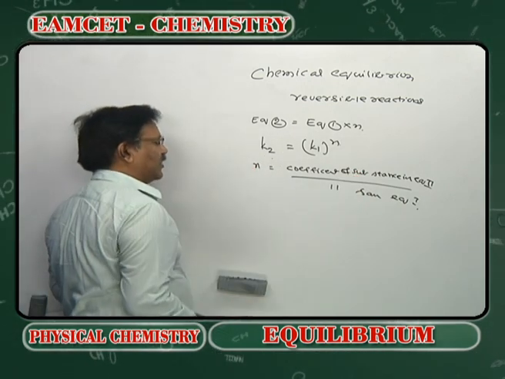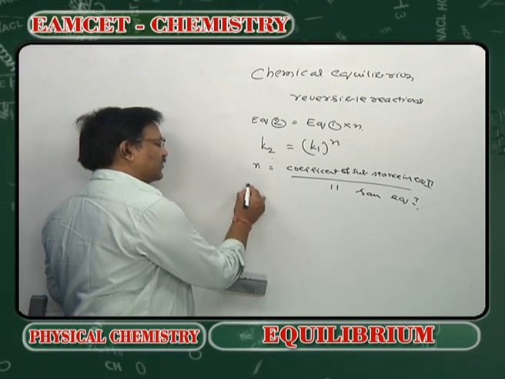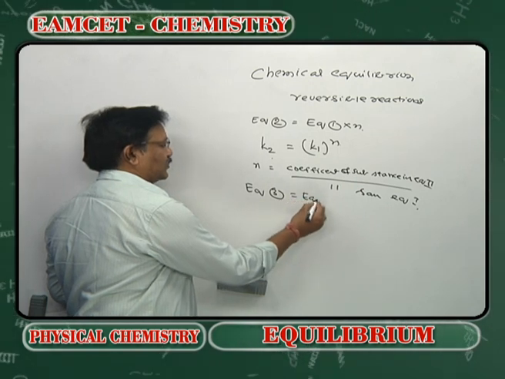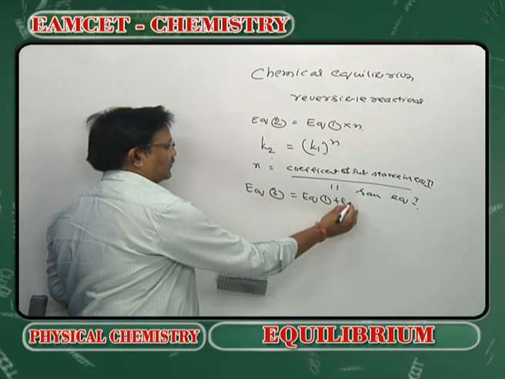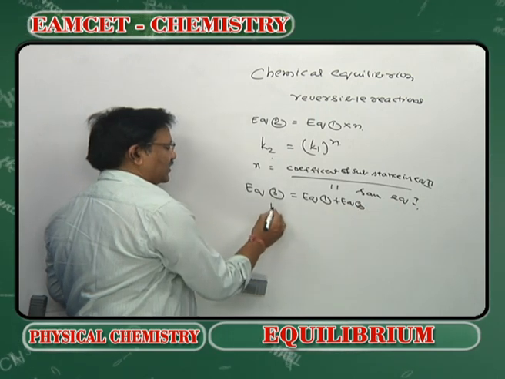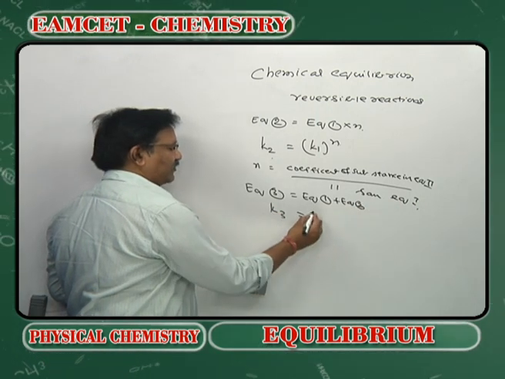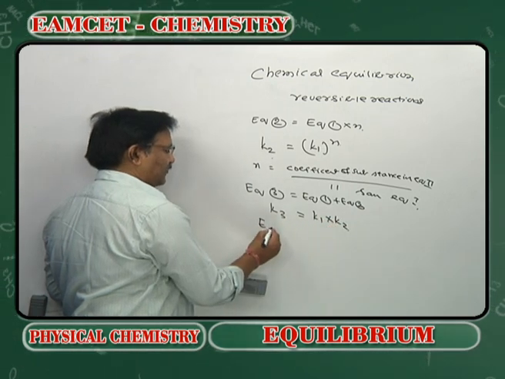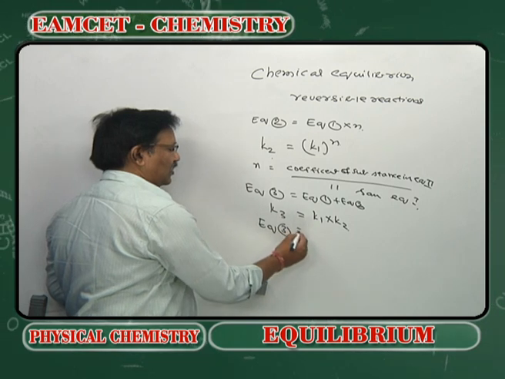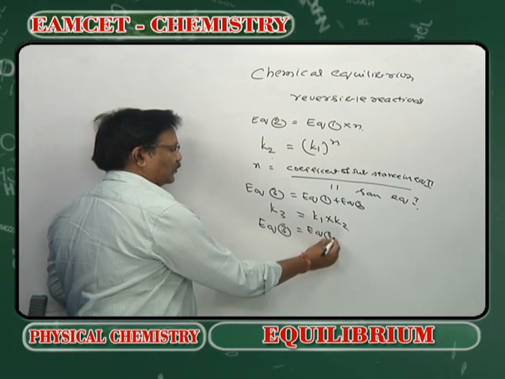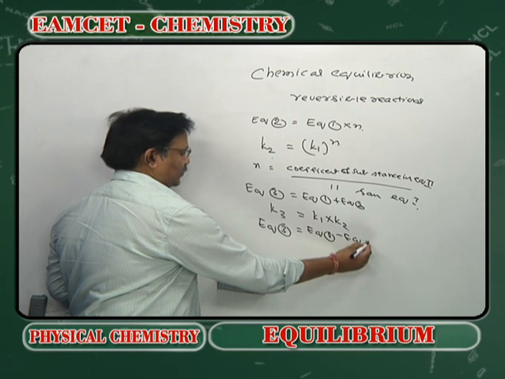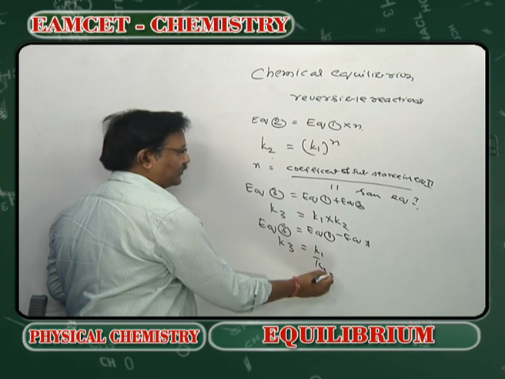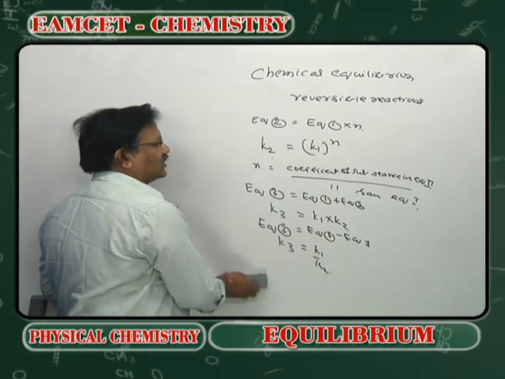This is one important point. Next, if equation 3 is equal to equation 1 plus equation 2, then the resultant equilibrium constant K3 will be equal to K1 into K2. If equation 3 is equal to equation 1 minus equation 2, K3 will be equal to K1 by K2. These are the important characters of the equilibrium constant.